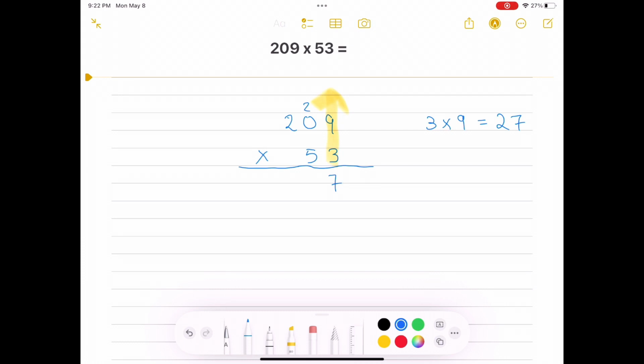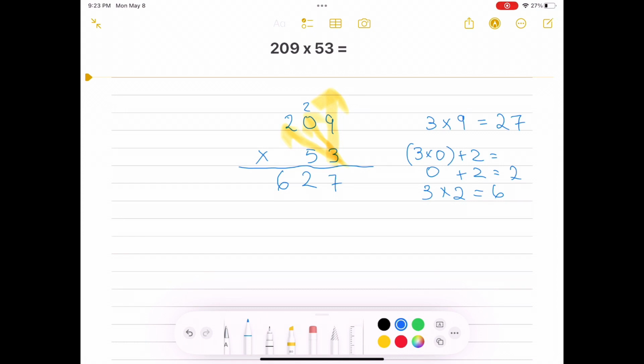Now you multiply the ones digit from the lower number with the tens digit from the top number. So that would be 3 times 0 plus the 2 that was carried over. And that equals 0 plus 2, which is 2. You write down 2. Now you multiply the lower ones digit by the hundreds digit in the top row, and that would be 3 times 2 equals 6. Write down 6.